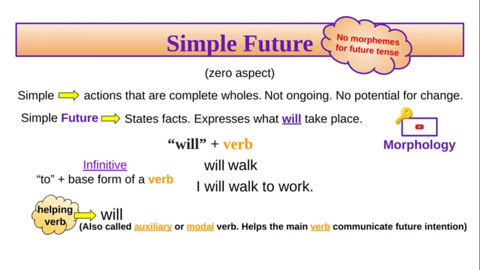The subject agrees with the verb in person, number, and tense. I will walk to work. Here's another example using the third person singular. Amber is our substitute for the third person singular she. Okay. Amber is our subject. Amber will cook. The subject agrees with the verb in person, number, and simple future tense.